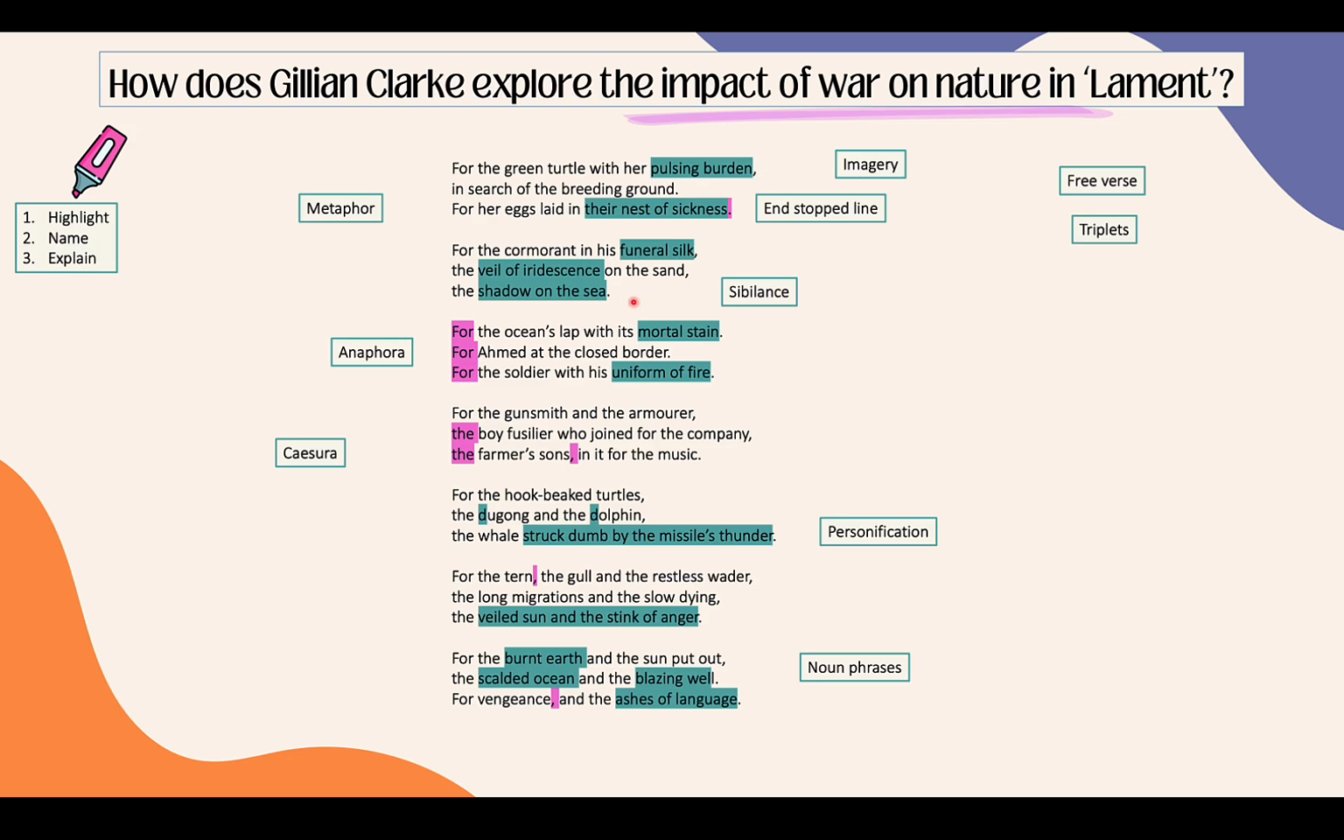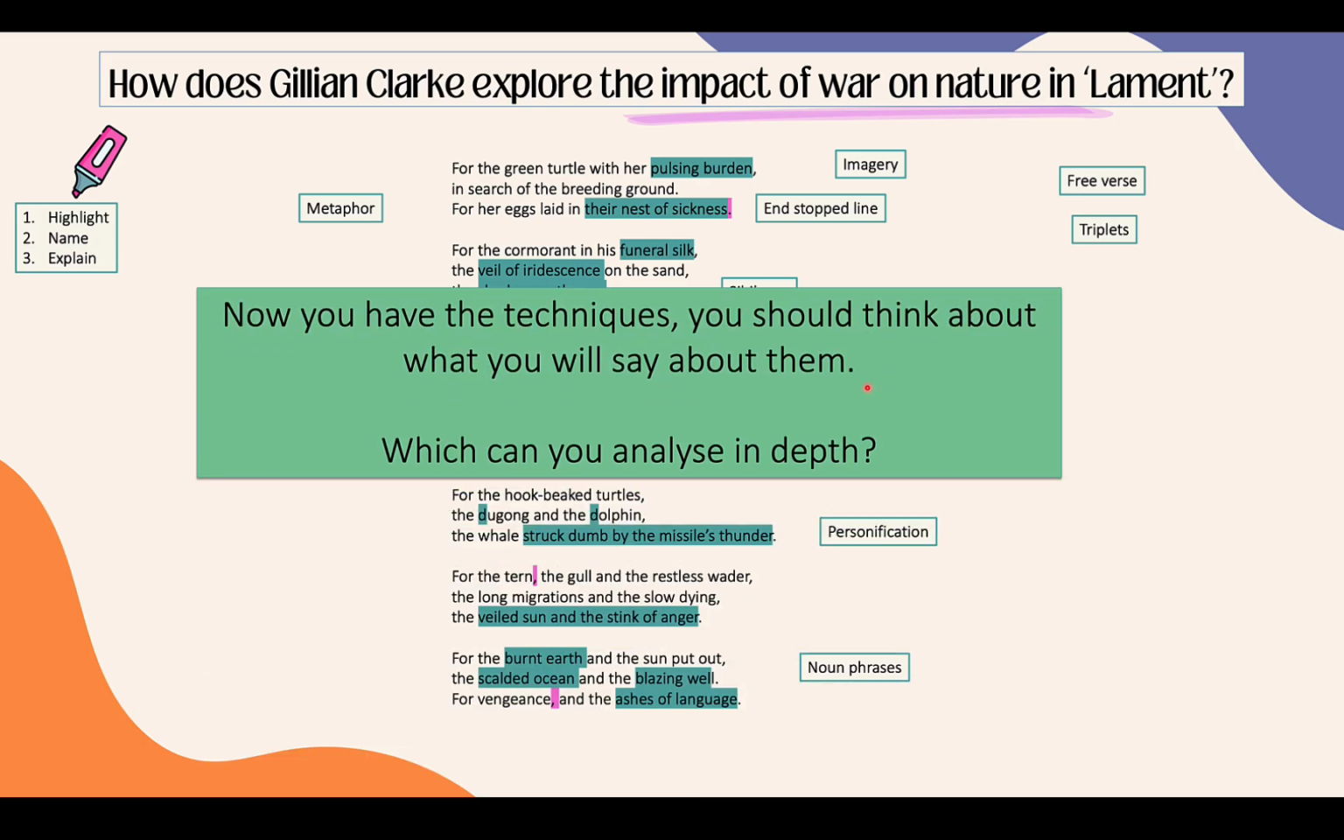So you've highlighted your quotations, and you name the method. Obviously that's not the most important thing, it's how you explain and analyse it. That's where you're going to get your marks from. So you can see that I've just quickly gone through and written down all the different methods and techniques that I can see.